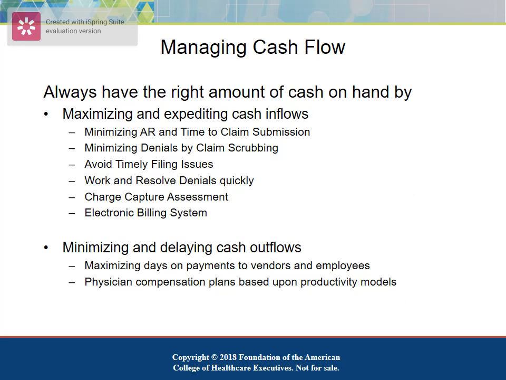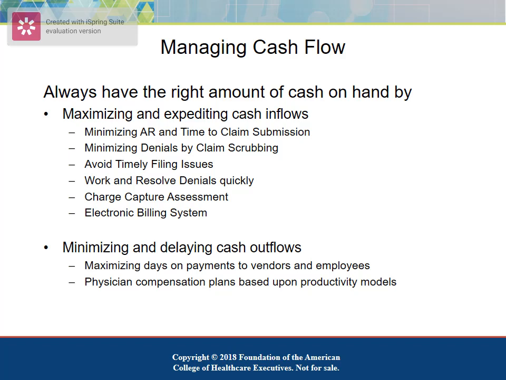Managing our cash flow. So having the right amount of cash on hand. Here's some different ways to consider that as we look at more of the detail. We want to maximize and expedite cash inflows, like I mentioned: minimize AR, minimize that time to claim submission when we're getting our authorization. We want to minimize denials by doing claim scrubbing.